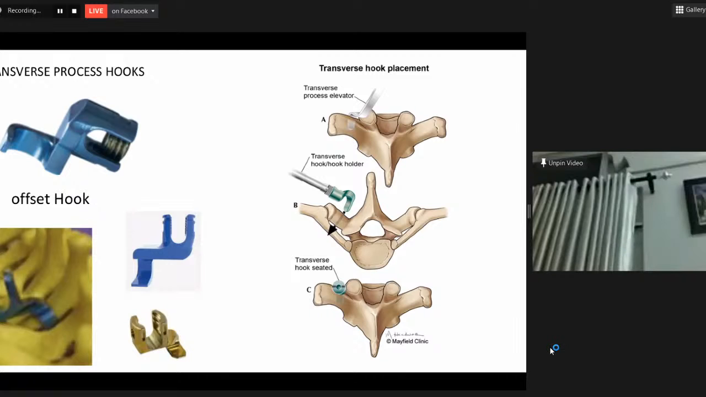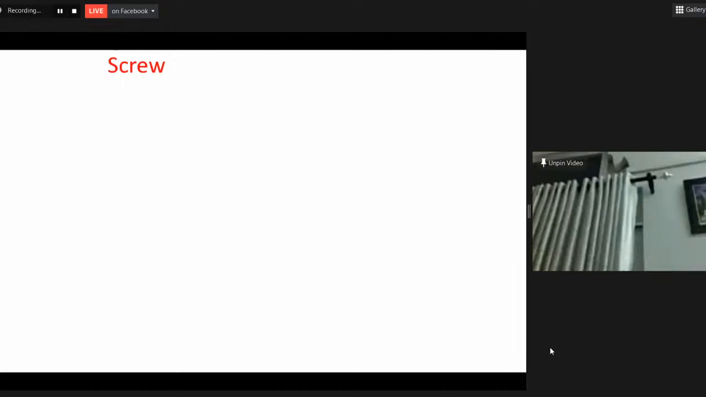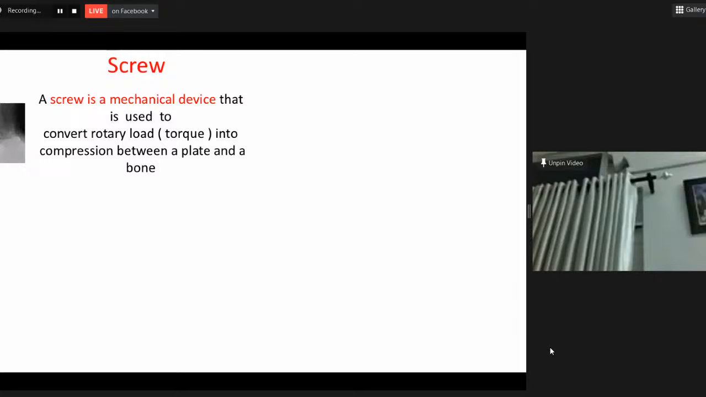So in that case, one can use the offset screw to facilitate that. Then there are screws. What is a screw? A screw is a mechanical device that is used to convert rotatory load, that is torque, into compression between a plate and a bone. So here you can see we have put the anterior cervical plate. So it is compressing towards that, or between 2 fragments.